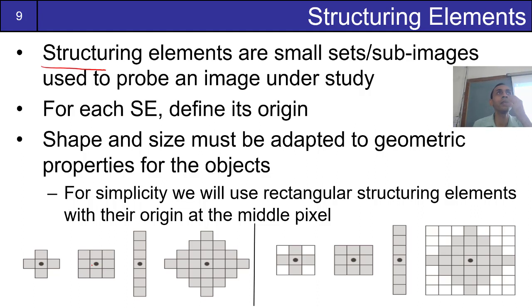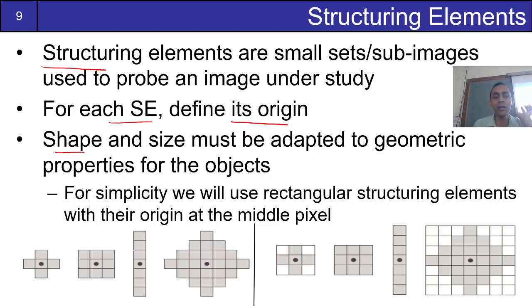You will manipulate the region shape and structure according to the structuring element that you choose, according to the shape and type of this structuring element. So for each structuring element, we first of all define its origin. Origin can be either in the center or it can be anywhere. You are free to define where you want the origin to be. And also you have to define its shape and size.